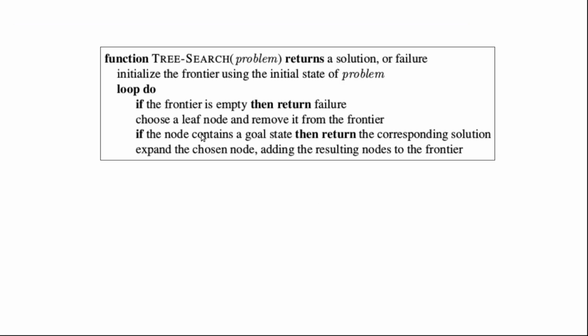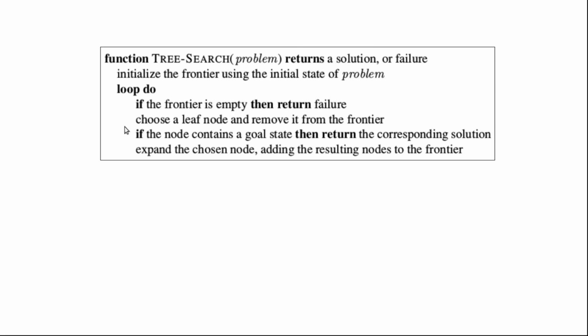Whatever we have explained so far can be summarized in this pseudocode. This is the pseudocode for the tree search algorithm. As you can see, the search algorithm always takes a problem as input and it returns a solution, or if it's not able to find a solution, it will return failure. This we know already from the last class, where we said the search algorithm takes the problem as input and it returns the solution as a sequence of actions.